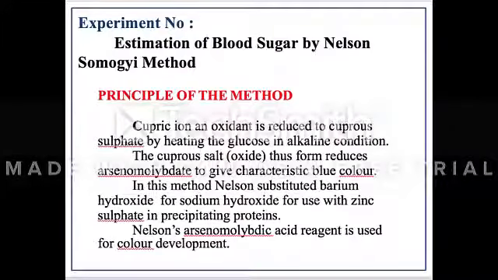So we will learn in detail Nelson-Somogyi method, which is employed in our laboratory for the estimation of blood glucose. The principle of this method is that the cupric ion is an oxidant, and oxidant is reduced to cuprous sulfate by heating the glucose in alkaline condition. The cuprous salt thus formed reduces arsenomolybdate to give characteristic blue color. In this method, Nelson substituted barium hydroxide for sodium hydroxide for use with zinc sulfate in precipitating proteins. Nelson arsenomolybdic acid reagent is used for color development.